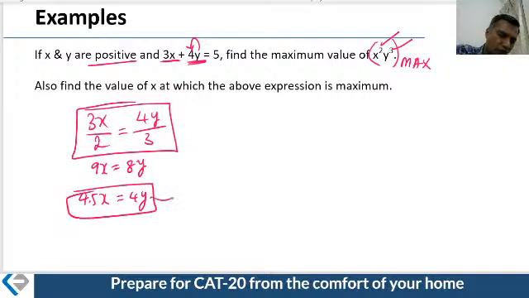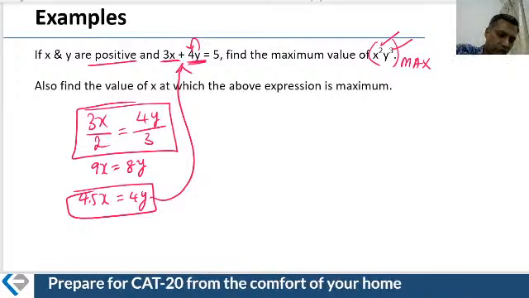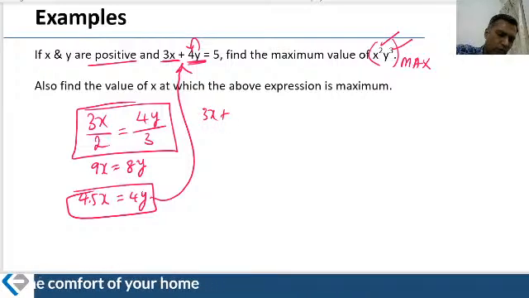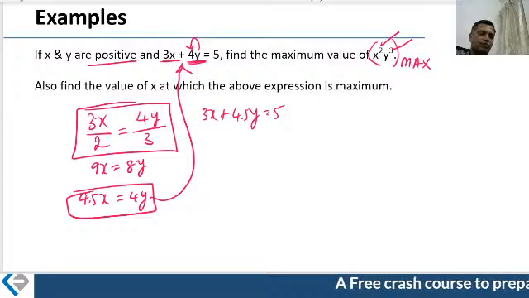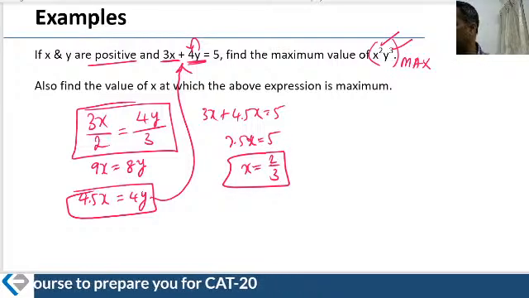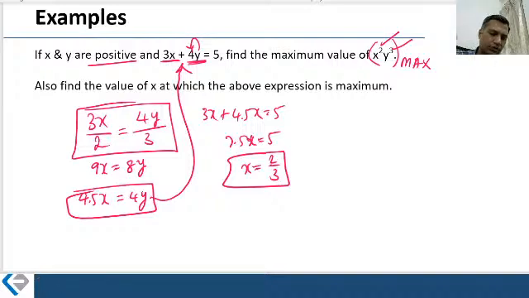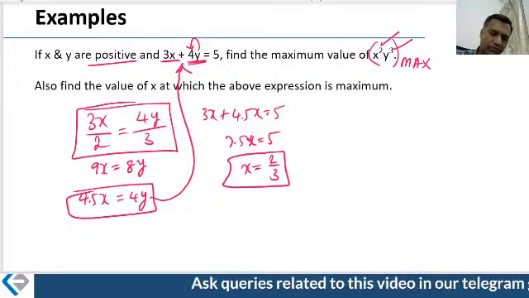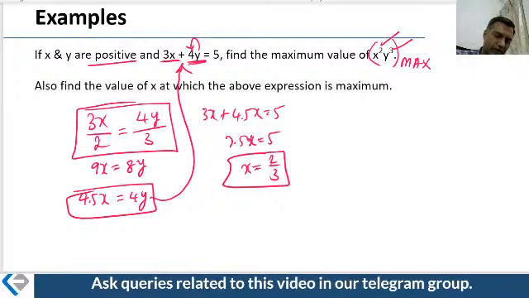That's also fine. So what do I do with this? I will substitute it here. Therefore you write 3x plus 4.5x is equal to 5. From here, 7.5x is equal to 5. Therefore x is equal to 2 by 3, because you write it as 5 divided by 7.5, which becomes 2 by 3. That's the value of x there.